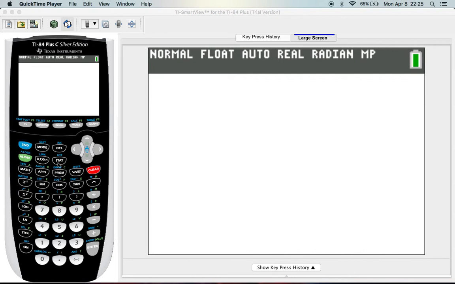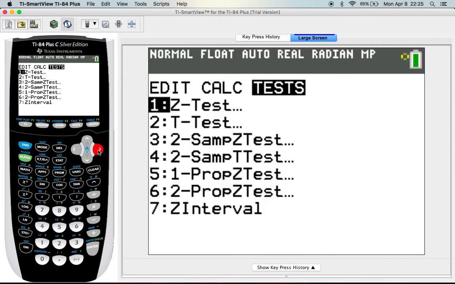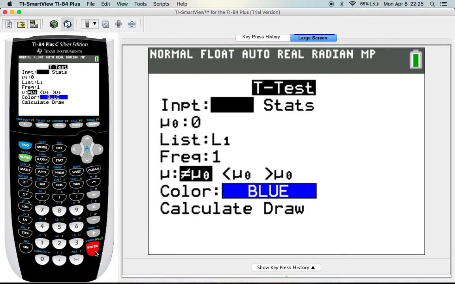So in order to calculate that t-value and the probability, we're going to start by hitting stat, then we're going to arrow over 2 times to tests. And now we want to go to number 2, a t-test. So we're looking at a mean and we're using the t-distribution instead of the normal. So it's going to be 2, t-test.